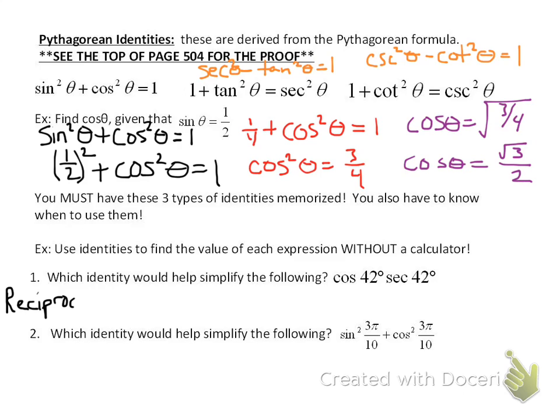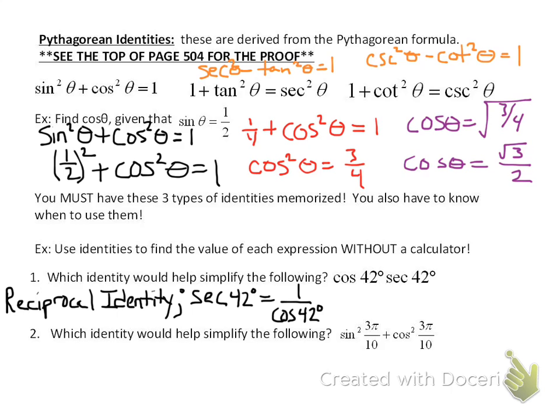Because if you look at your identities, the reciprocal identity is the only one that has an equation that deals with nothing but a cosine and a secant. And in fact, the reciprocal identity tells me that secant of 42 is going to equal 1 over the cosine of 42. Okay, this is our equivalence statement that we get from our reciprocal identity.